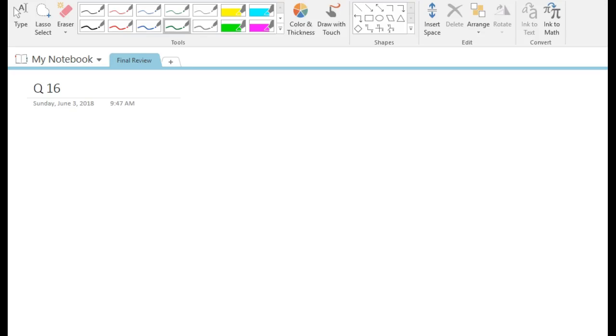Alright, so this is going to be number 16 on the final review packet. It says that we have a pendulum that completes 12 cycles in 2 minutes on Earth. What's the length of the pendulum?